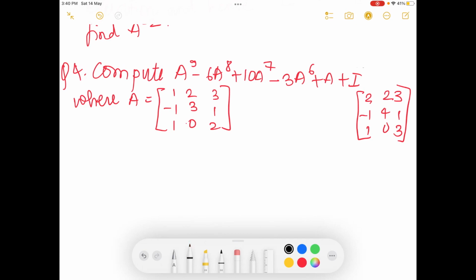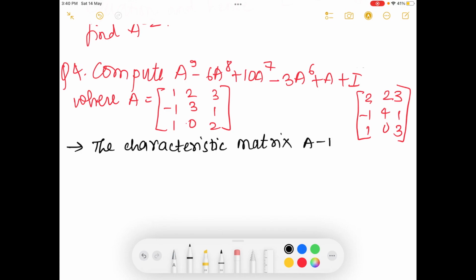Okay, so what we are going to do is we are going to again start and do the basic thing. I am going to be defining the characteristic matrix and then the characteristic polynomial. After that is done, we will find the eigen values as well. So the characteristic matrix will be A minus lambda I, which is minus lambda 2 3, minus 1 3 minus lambda 1, 1 0 2 minus lambda.